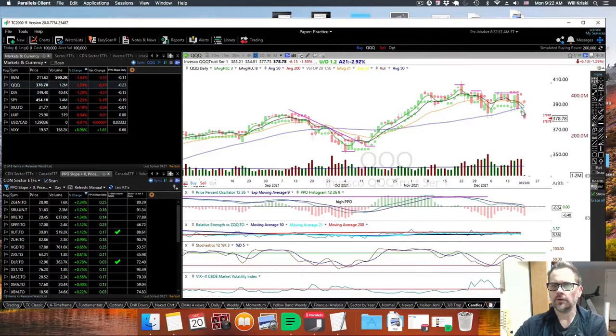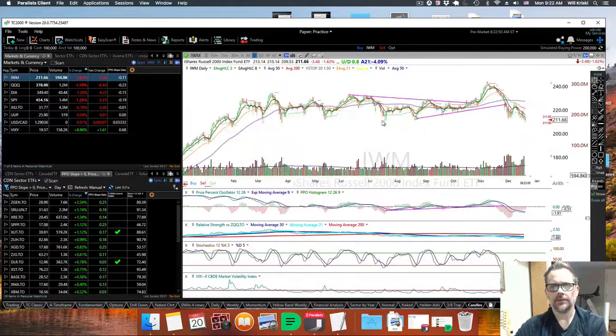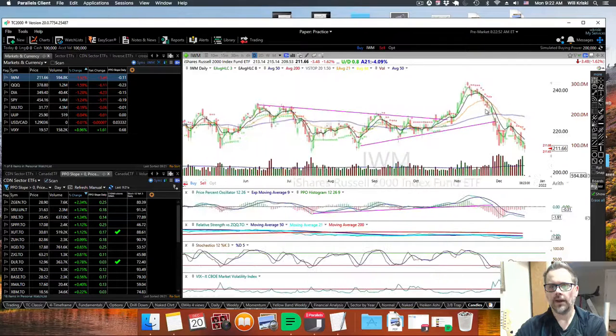Now that we've broken, even on Friday it was below, this is more indication that the momentum is curving downwards, so that doesn't look good. IWM hasn't looked good for a while. It did break out here, but you can see it's been in this flat consolidation period. There was a bit of an uptrend, it spiked, and then it crashed right down through that.